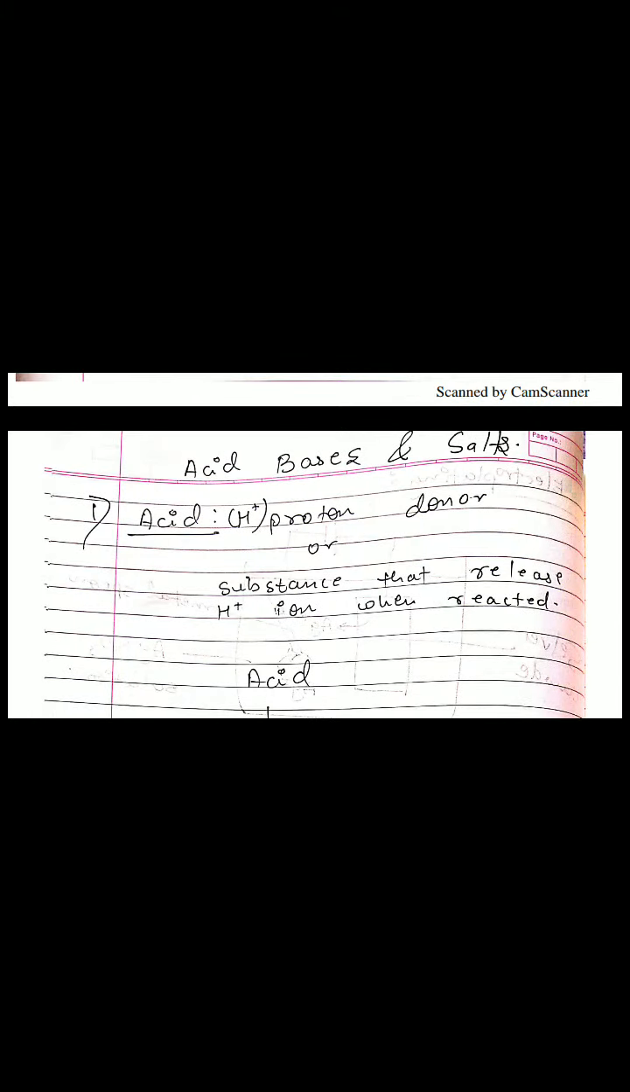Similarly, if acids are proton donors, bases by definition are proton acceptors, or in other words, these are substances that release OH minus ion when they are reacted. OH minus ion is called the hydroxide ion.